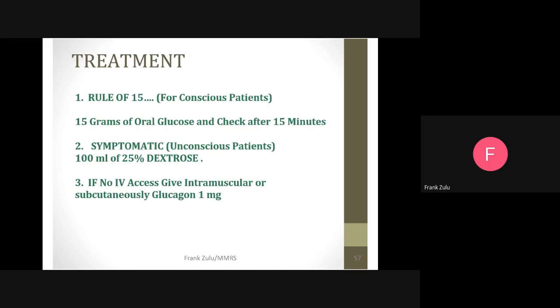Treatment, these are the three possible ways you can treat. Okay, so in a case where as a student, you are studying with your friend, and then your friend is, you know, people are going through a lot, especially now that you're approaching the exams, people are depressed.